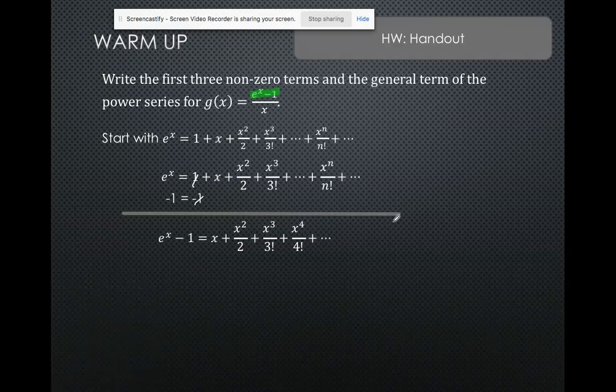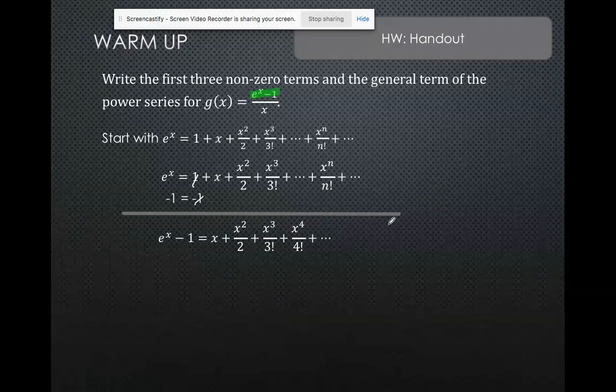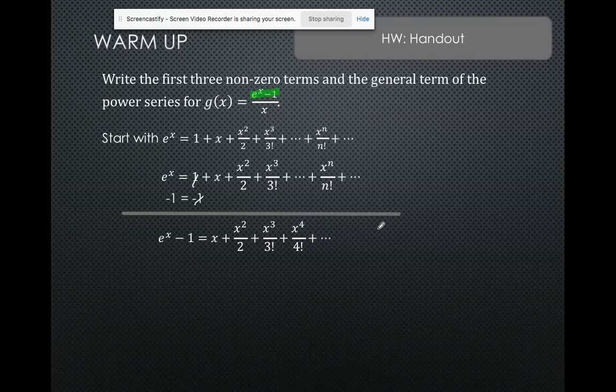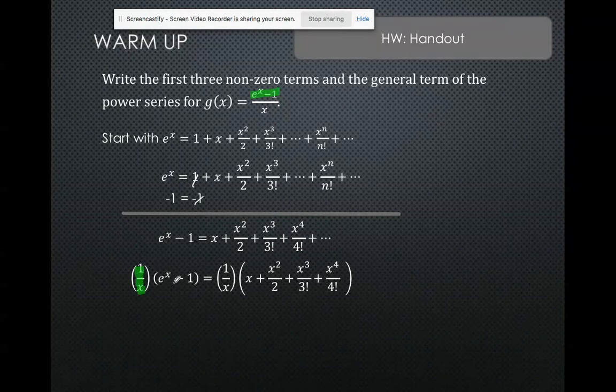That's not what g of x is equal to, though. What is the next thing that happens to e to the x minus 1? It gets multiplied by 1 over x. So multiply both sides of your equation by 1 over x. Now, it asked me for the first 3 terms. I went ahead and wrote 4, and I'll tell you why I did that in a minute. So hopefully you can see that 1 over x times e to the x minus 1 is e to the x minus 1 over x, right? Now just distribute.